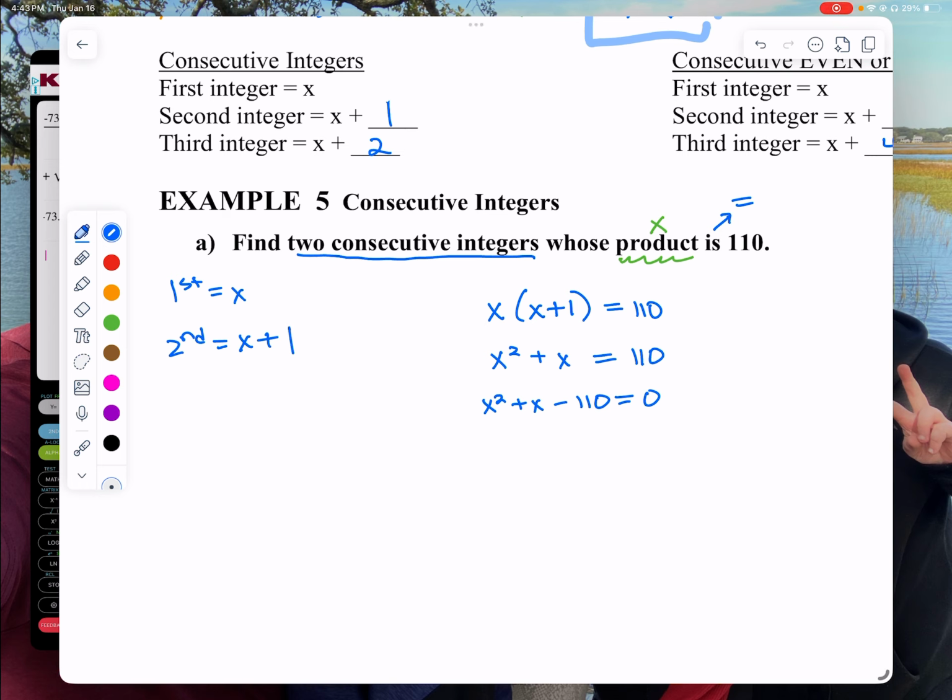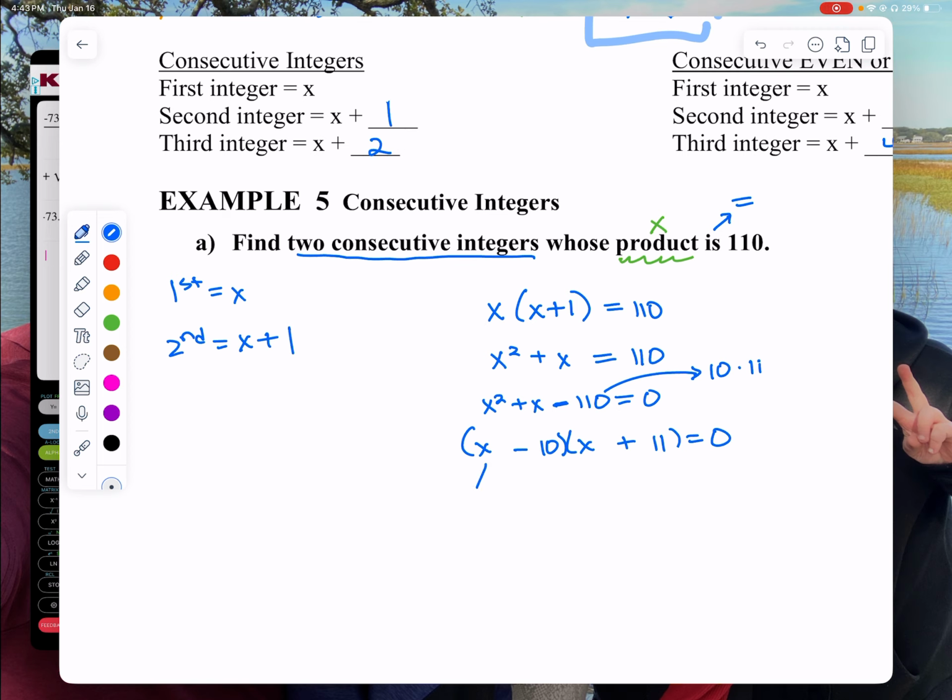So if I can factor, and think about this one, 110 is the same thing as 10 times 11, right? 10 times 11. And if I subtract that, I'm going to get a 1. So I could actually factor this. 10 times 11. I want a positive 1 in the middle. So that's going to be a plus, and that's going to give me my minus. So I get two answers.